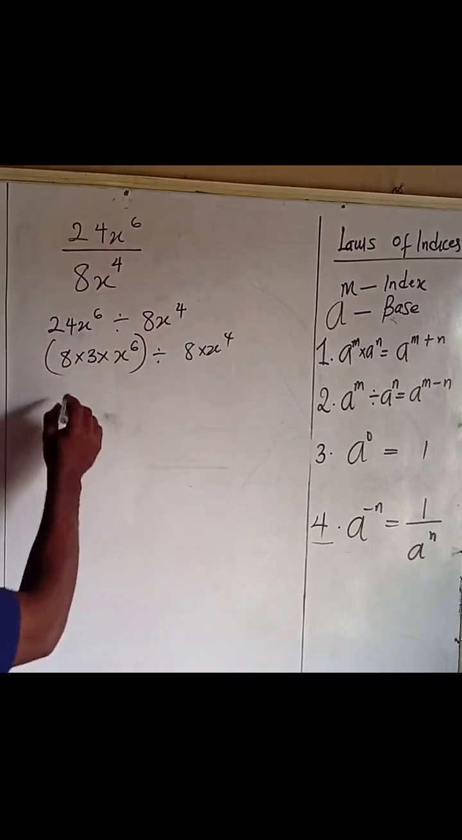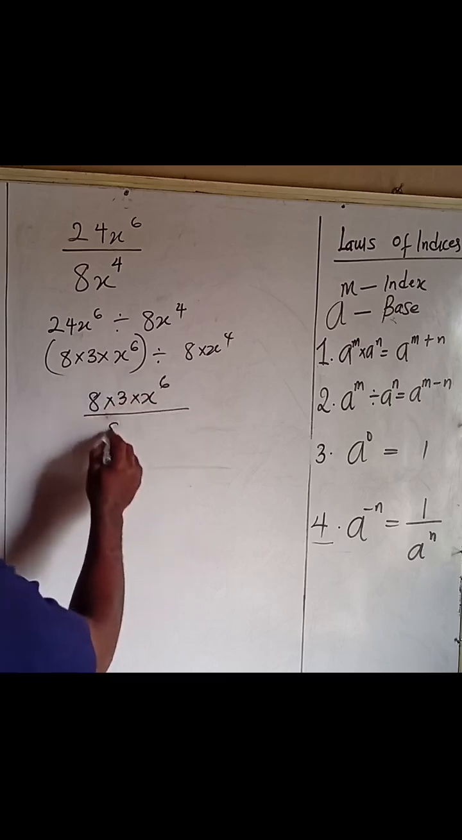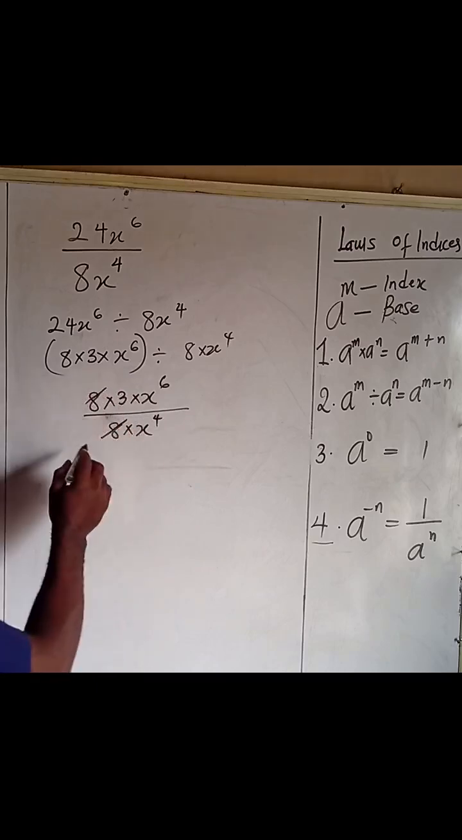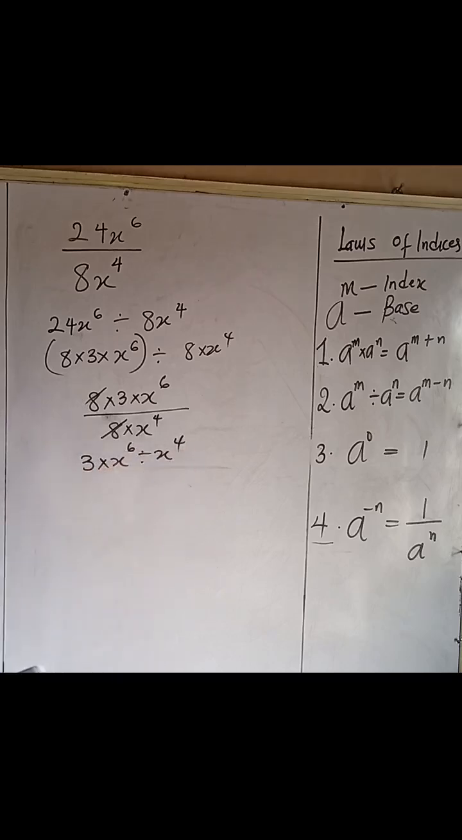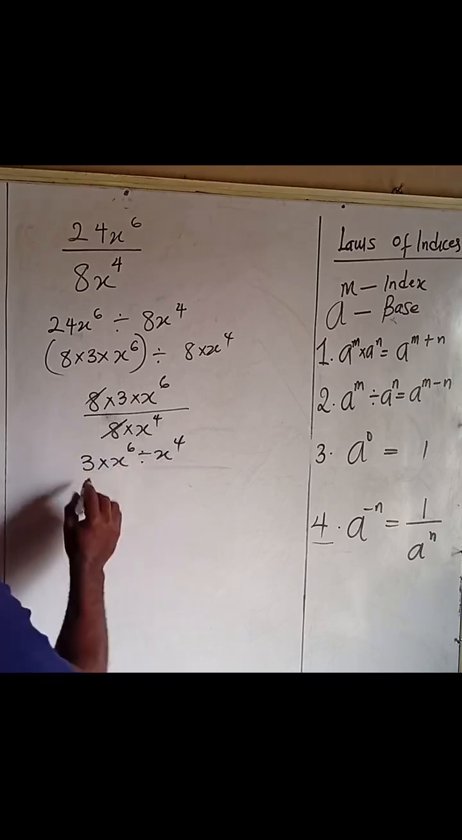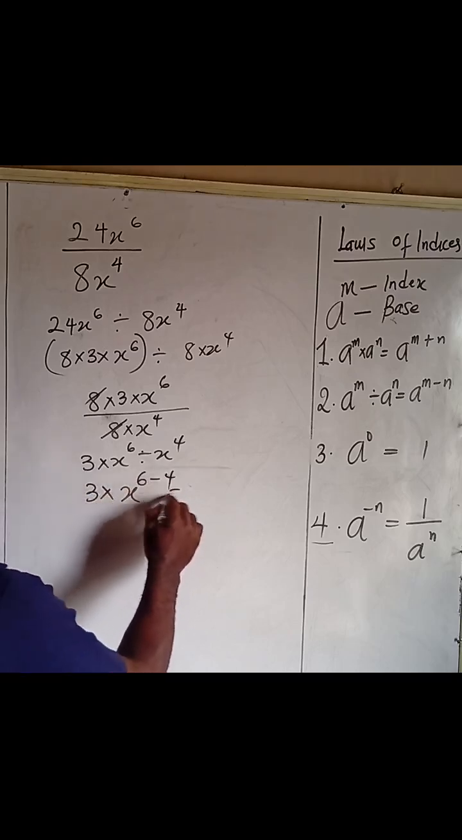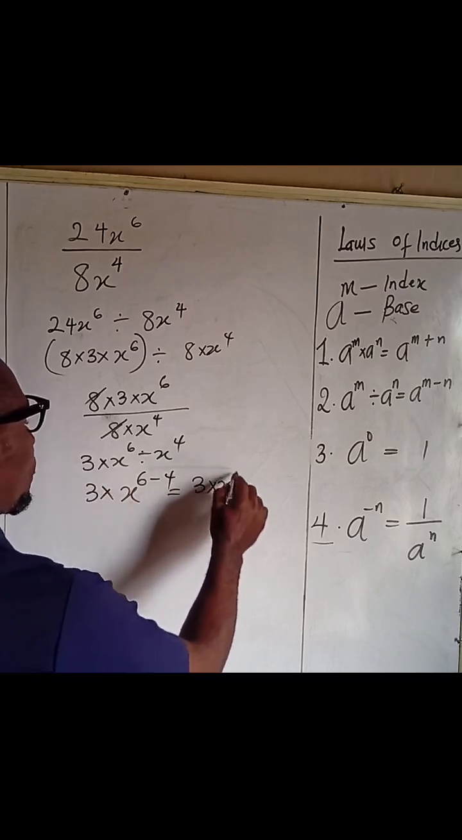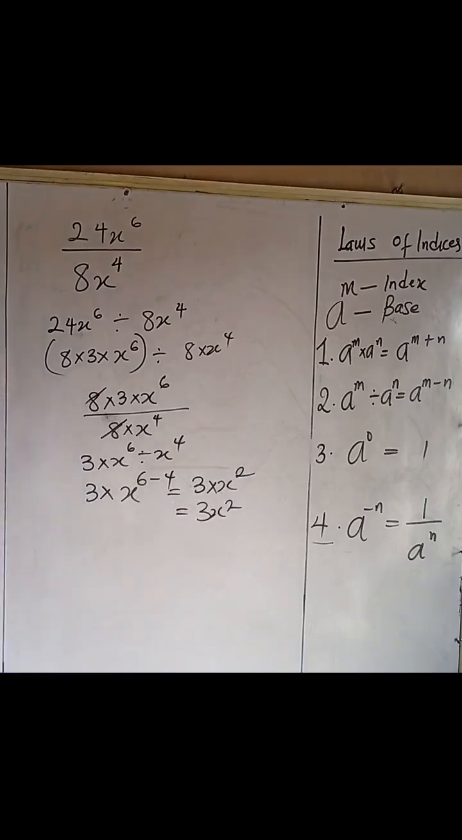So you now go back to have 8 times 3 times x to the power 6 divided by 8 times x raised to the power 4. It will cancel the 8. So therefore we have 3 multiplied by x raised to the power 6 divided by x raised to the power 4. Remember, x is the base. You take one base to have 6 minus 4, which will give you 3 times x raised to the power 2, which is 3x squared. So this example explains a further way of solving one that has a coefficient.